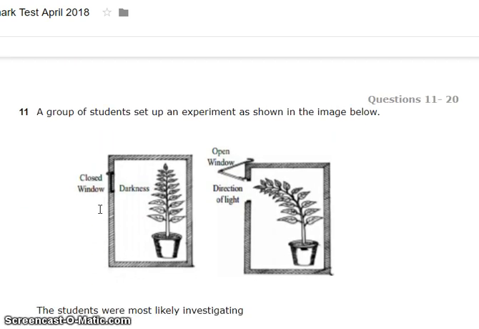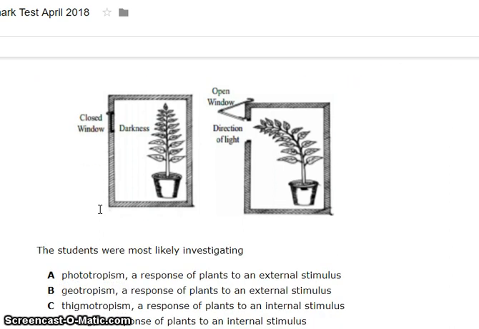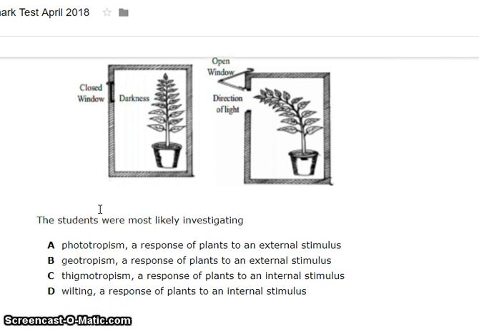Number 11. A group of students set up an experiment as shown in the image below. The students were most likely investigating what? A. Phototropism, a response of plants to an external stimulus. B. Geotropism, a response of plants to an external stimulus. C. Thigmotropism, a response of plants to an internal stimulus. D. Wilting, a response of plants to an internal stimulus.